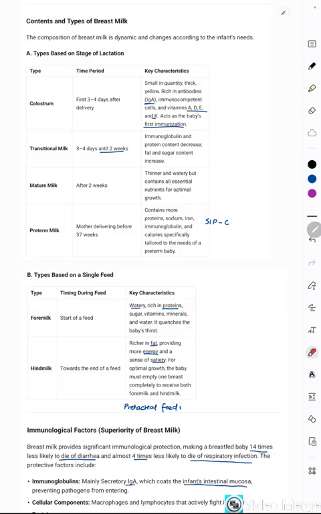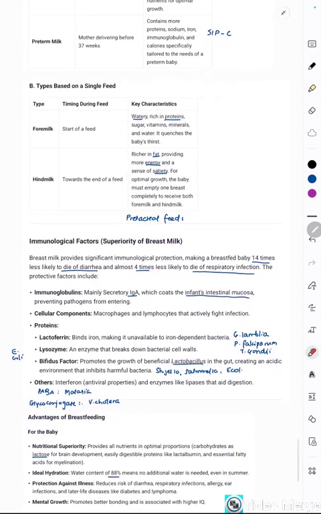Now, in case of preterm delivery, there is preterm milk. This preterm milk is seen in mothers delivering before 37 weeks. Now, this particular milk has a greater amount of sodium, immunoglobulins, iron, protein, and calories. Now, types on the basis of a single feed. So there is foremilk and there is hindmilk. Foremilk is at the start of the feed, and hindmilk is at the end of the feed.